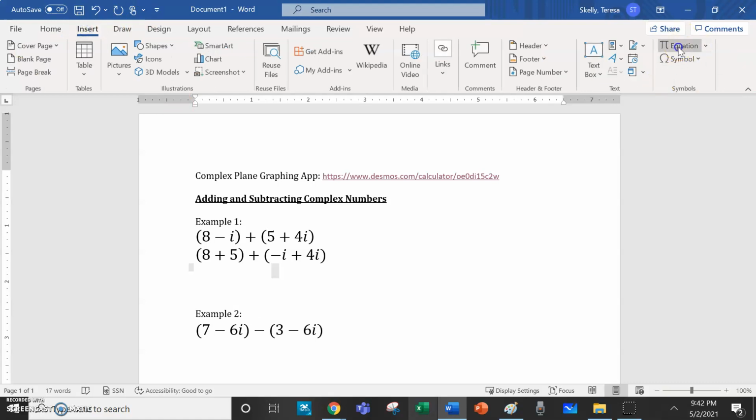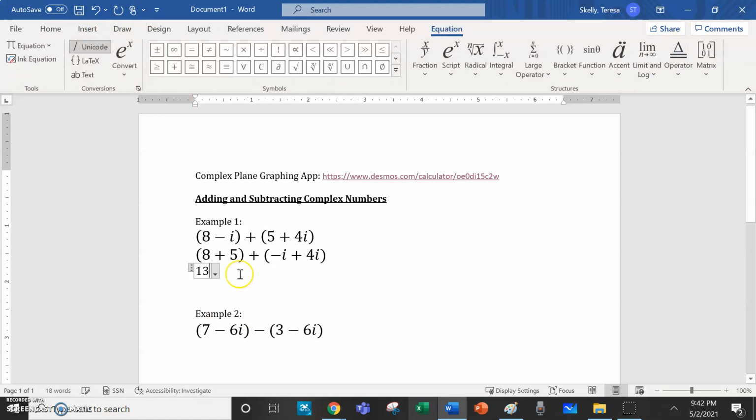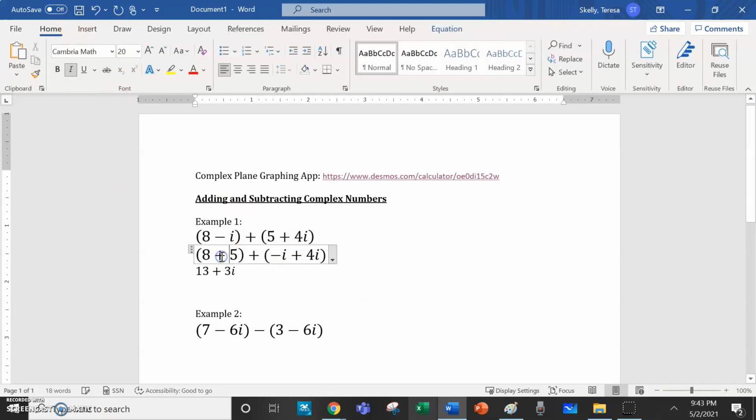So 8 plus 5 gives me 13, and negative i plus 4i is positive 3i, so it's plus 3i, and that would be my final answer. So I take the beginning example of 8 minus i plus 5 plus 4i, and I get 13 plus 3i as my final answer.